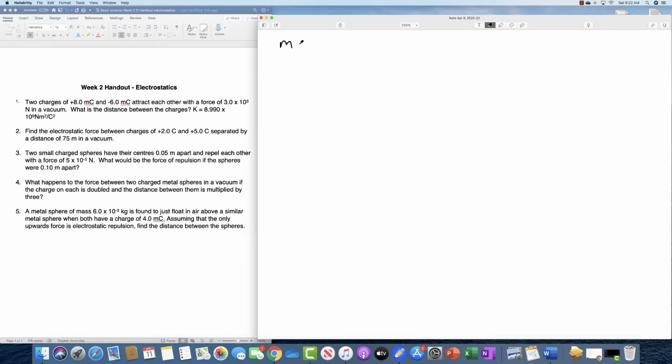Normally, a small m is milli, which means times 10 to the minus 3. So this first charge would be 8.0 times 10 to the minus 3 coulombs. And this second charge, and it's plus, and this second charge, or we could use the Q's, Q1 and Q2, is minus 6.0 times 10 to the minus 3.